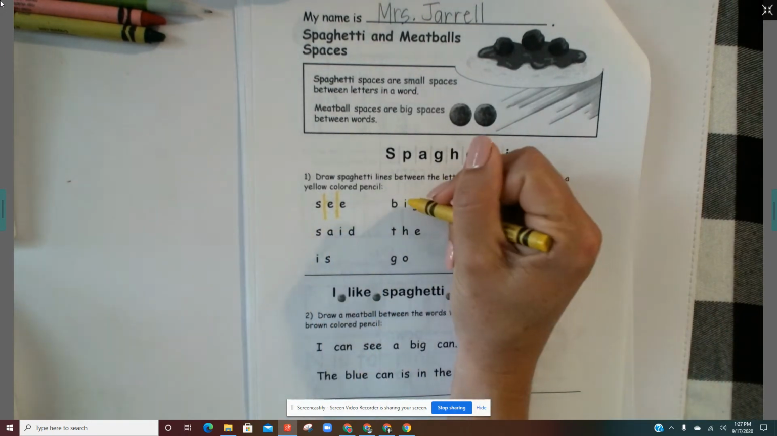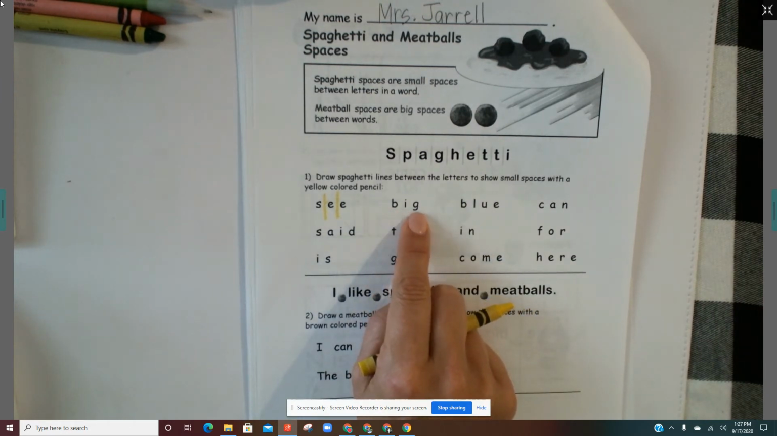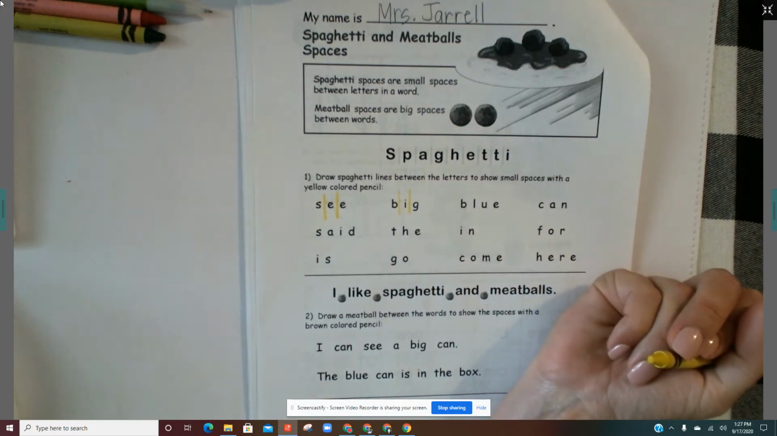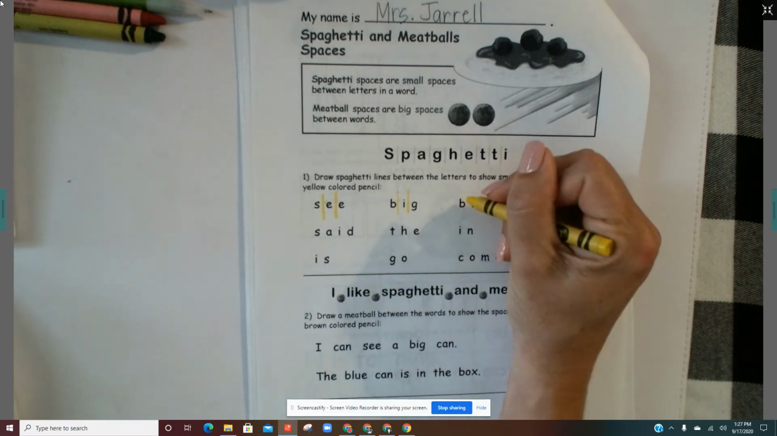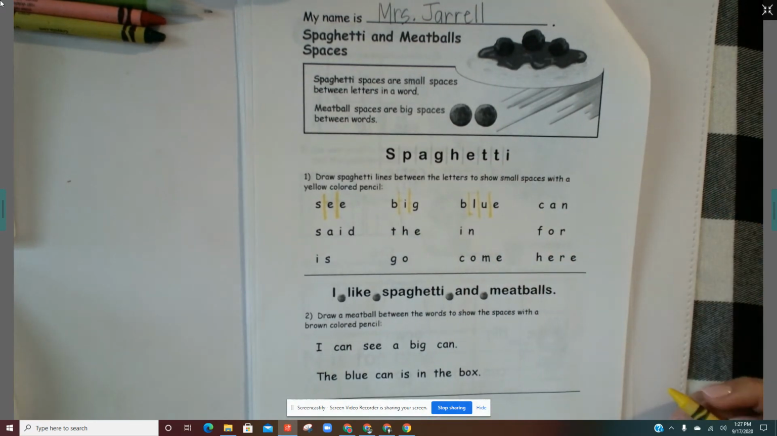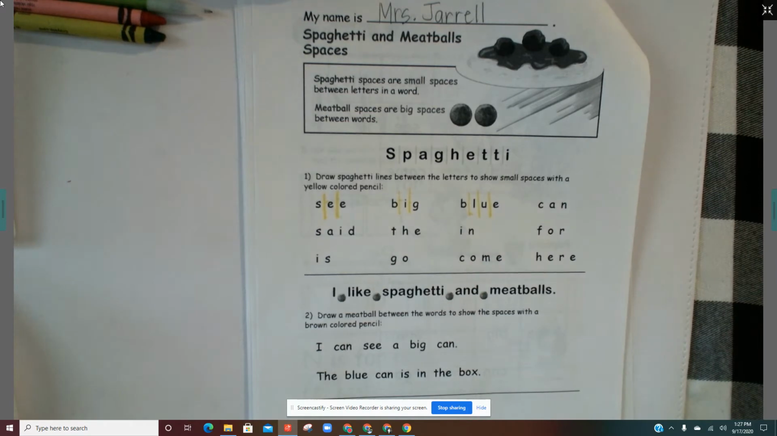Next word is, ooh, let's sound it out. Big. And this is just one word, so it needs spaghetti spaces. Now we have blue. That is one word also, so it's going to get spaghetti spaces. Next word is can. Good job. Draw your spaghetti spaces. I want to see if you can do it without copying me.